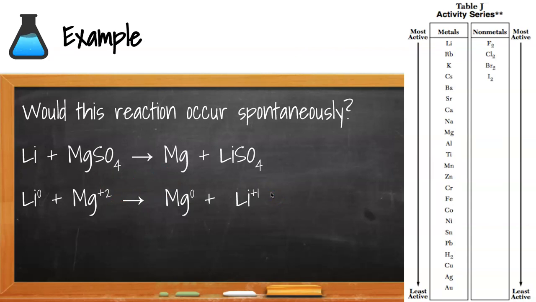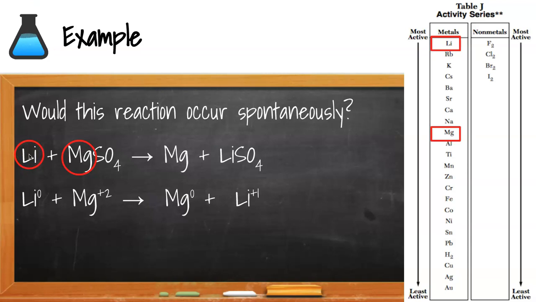So let's see an example. Would this reaction occur spontaneously? We're going to first locate the uncombined element, lithium, and we find it way up here. It's our most active metal. We look for magnesium. Magnesium is going to be here. Magnesium is lower, so lithium is higher up on Table J, it's more reactive, and therefore this reaction would occur spontaneously.